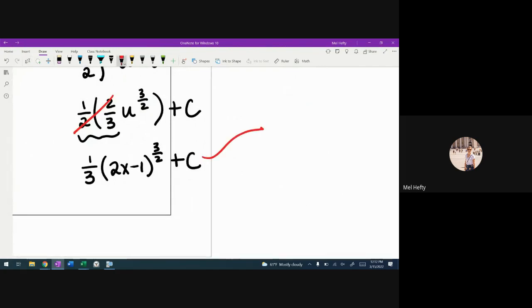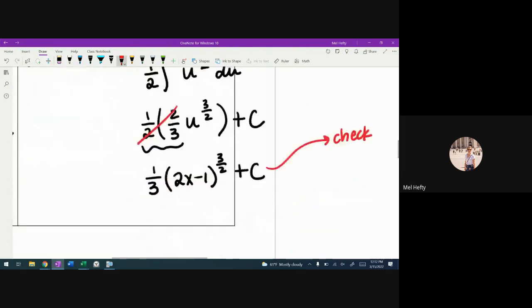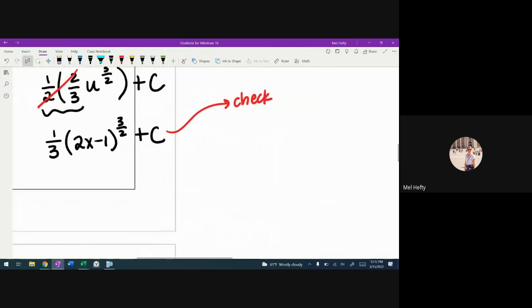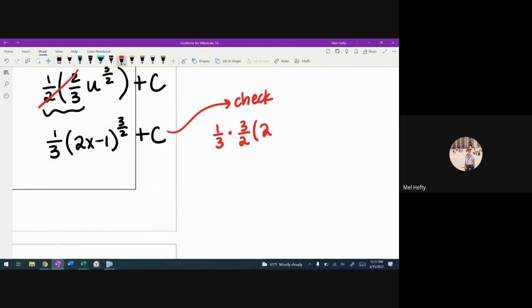Now, before we take our break, I just want to ask one question. How could we check our answer? We just found an antiderivative. I could take a derivative, right? So let's say I take a derivative. I keep the 1/3. I bring down the 3/2 power, 2x minus 1 to the 1/2 power, and then this would chain rule, so I'd have times 2. If you look at what would cancel, the 3's would cancel, the 2's would cancel, and I'm left with the square root of 2x minus 1. Whoa.